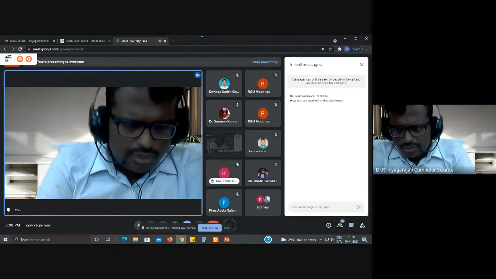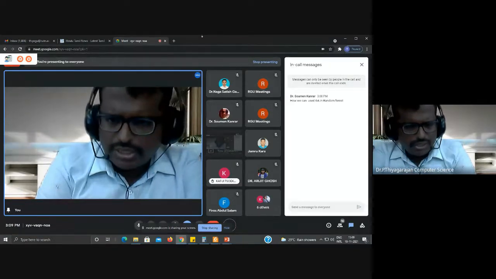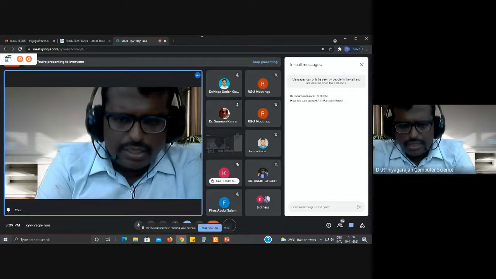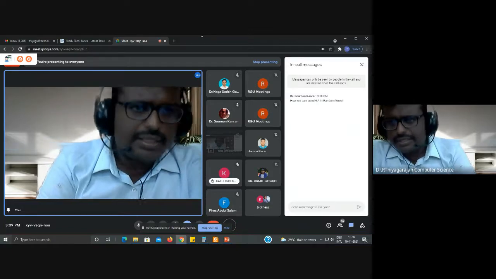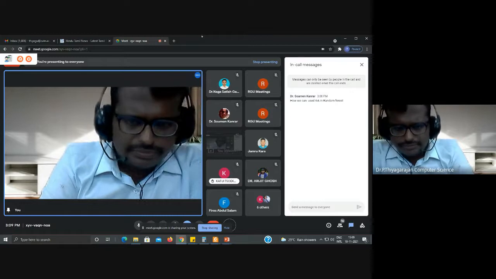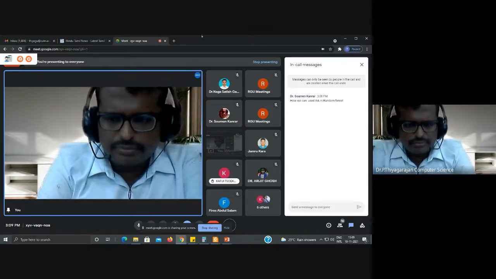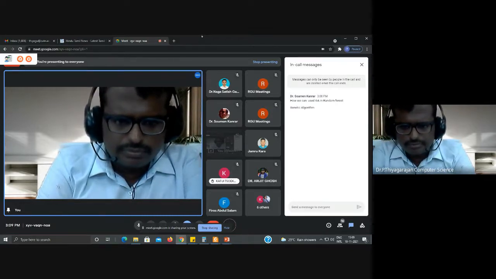How can we use GA in random forest? What is a GA? Dr. Soman Kankar, what is GA? Okay, how can we use GA in random forest?